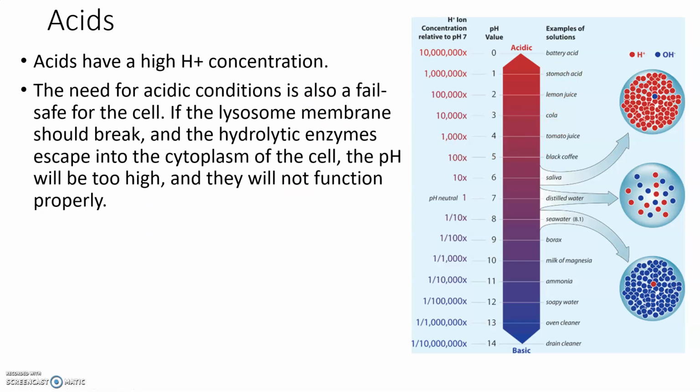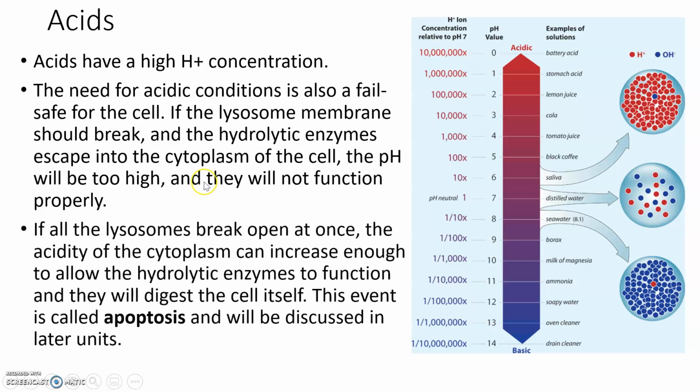So the need for that acidic condition is also a failsafe. It's actually a pretty ingenious strategy that cells have. If the lysosome membrane, for some reason, breaks apart, and some of those hydrolytic enzymes escape, we don't want them devouring the entire cell. We don't want them breaking the entire cell down. So instead, they only work in the very low pH, and if they happen to escape the lysosome, they don't have that low pH anymore. They're in the regular cell, and they can't work. So we kind of save the cell from a malfunctioning lysosome.